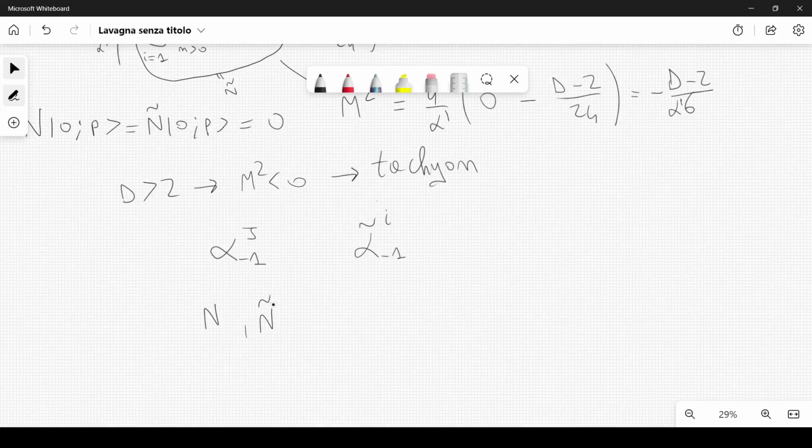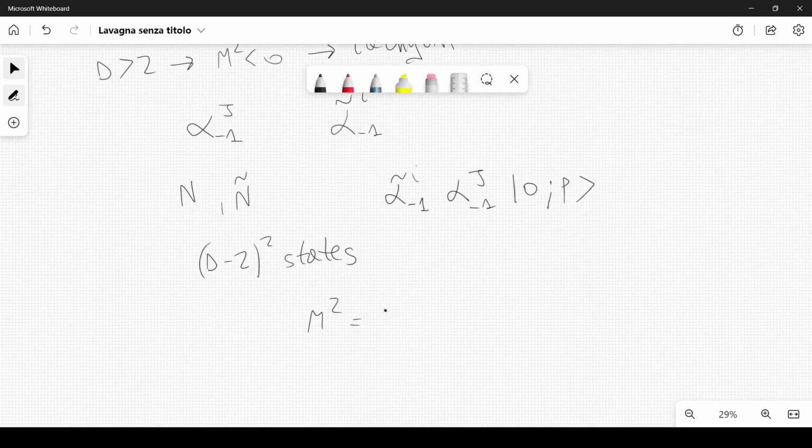So, as the first excited states, we can have something of the following form: α_{-1}^i α̃_{-1}^j acting on |0;p⟩, acting on the string vacuum. By varying the indices i and j from 1 to d−2, so remember that our independent operators are d−2 for α̃ and d−2 for α, we realize that we have (d−2)² states, each of which has the following mass squared. The mass squared can be written as 4 over α′, and in this case we have 1, because the number operator will give us 1, since this is the first excited state, minus (d−2)/24. As I said, this is due to the number operator.